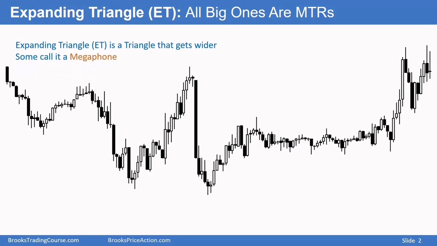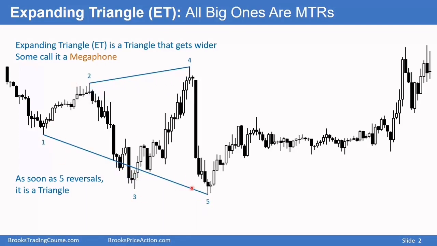A triangle is a trading range that has three reversals. Most triangles have converging lines, but sometimes the legs get bigger. Some traders would call it a megaphone pattern because it looks like a megaphone. Again, as soon as you see 5 reversals, it's a triangle.